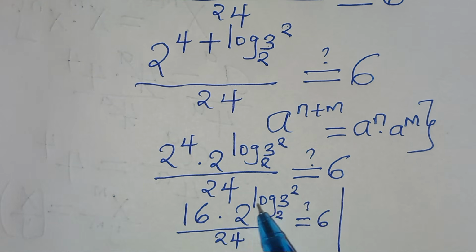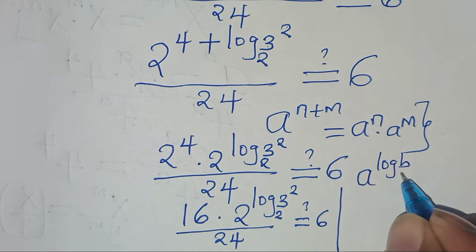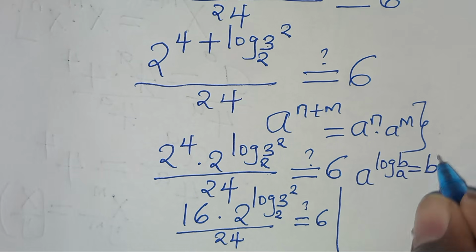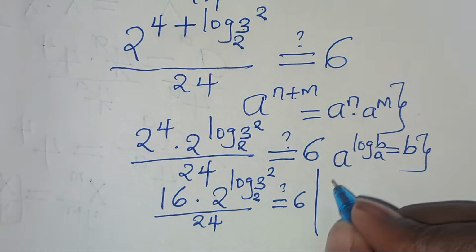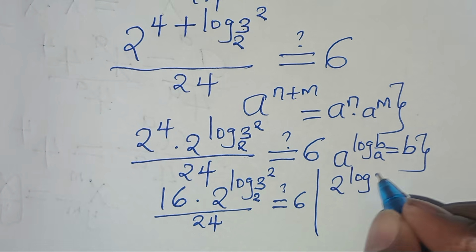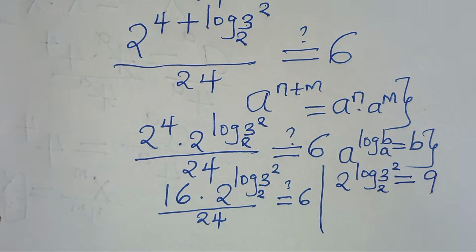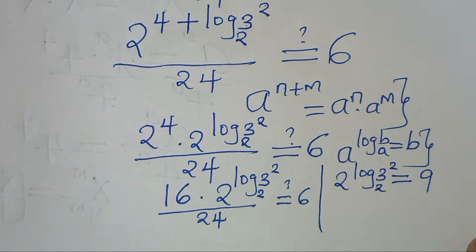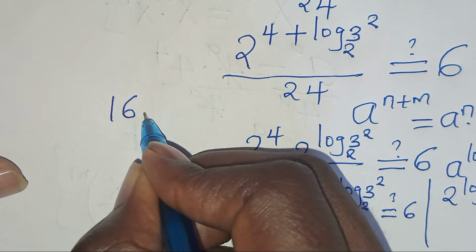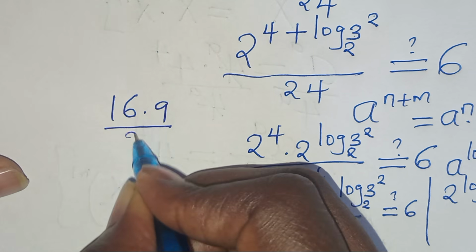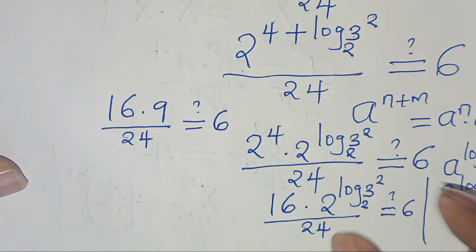Now, 2 to the power of log 3 squared to base 2 is of the form a raised to the power of log b to base a, and this should give us a value of b. So let's apply this logarithm property, which means that 2 raised to the power of log 3 squared to base 2 gives us 3 squared, which is 9. So we have 16 multiplied by 9, divided by 24. This is supposed to give us a value of 6.